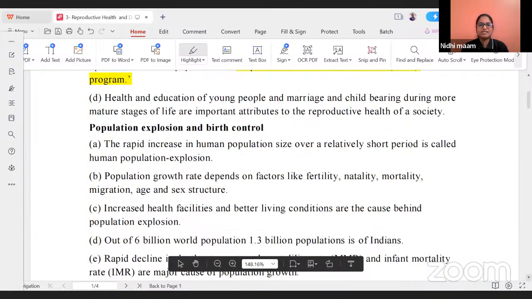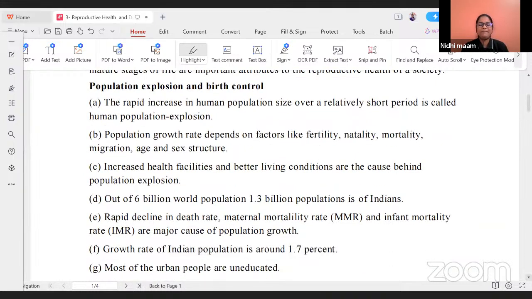Then population explosion and control. A rapid increase in human population within a short period is called explosion. It depends on fertility, how fertile the couples are, natality, that is the number of newborns, mortality, the number of deaths, migration, so how many people migrated from this place to another place, and age and sex structure. Age means 2 years old, 3 years old, like this. Sex structure means female or male.